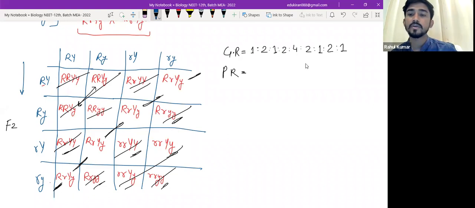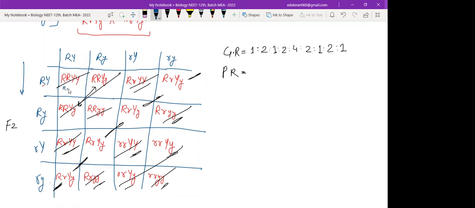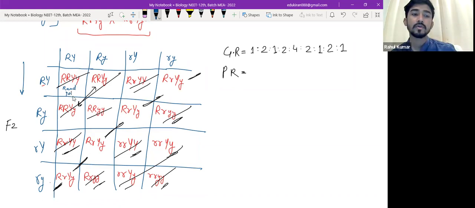Is the genotypic ratio clear to you? Yes, sir. There's a diagonal relationship. Always go through the diagonals. In the phenotypic, what will this be? Round and yellow? Yes. So I'm writing round and yellow.